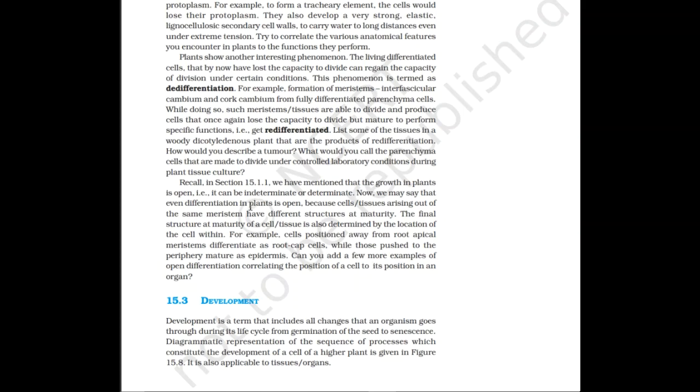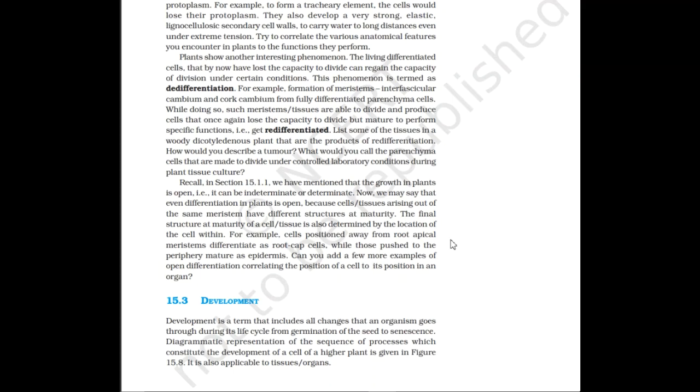Recall in section 15.1 we have mentioned that the growth in plants is open, that is, it can be indeterminate or determinate. Now we say that even differentiation in plants is open, because cells and tissues arising out of the same meristem have different structures at maturity. The final structure at maturity of a cell or tissue is also determined by the location of the cell within.